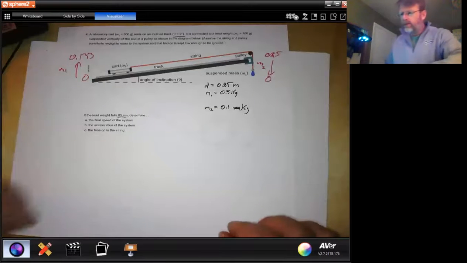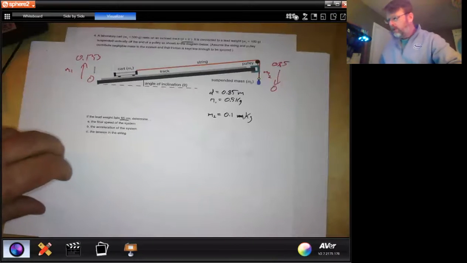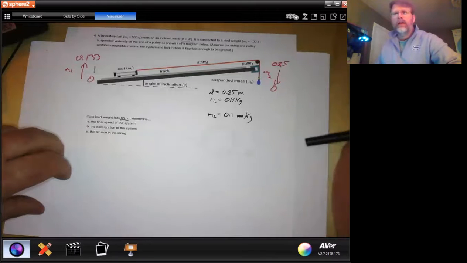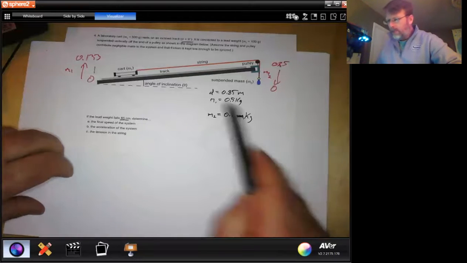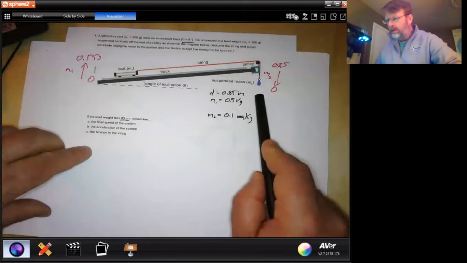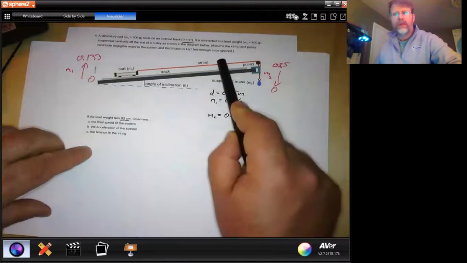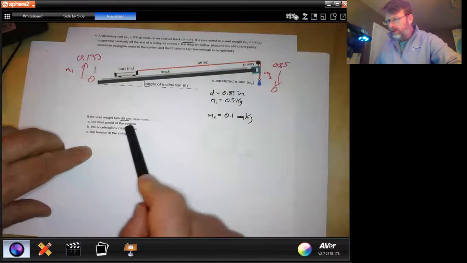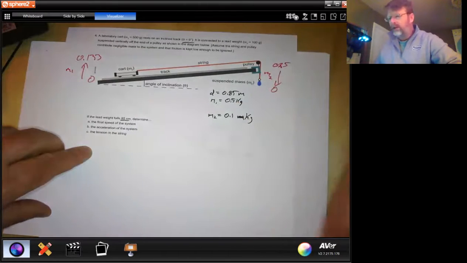Hey, class, we're back here for number 4 of the conservation of energy questions. What we're looking at is an Atwood machine where one object is going down and the other object is coming up, and we need to find out the final speed for the system. We're going to set this up much the way we've done the other one.